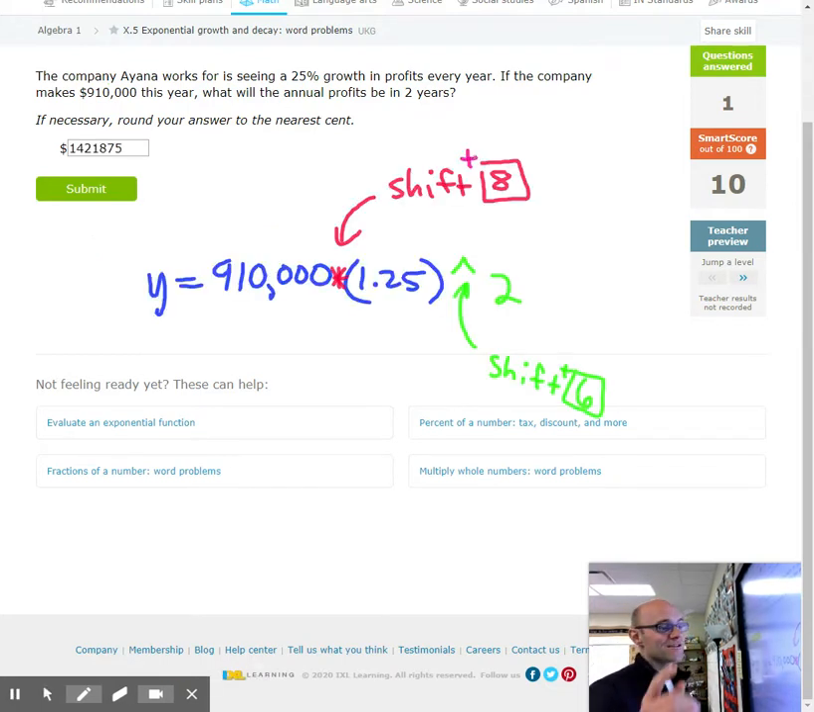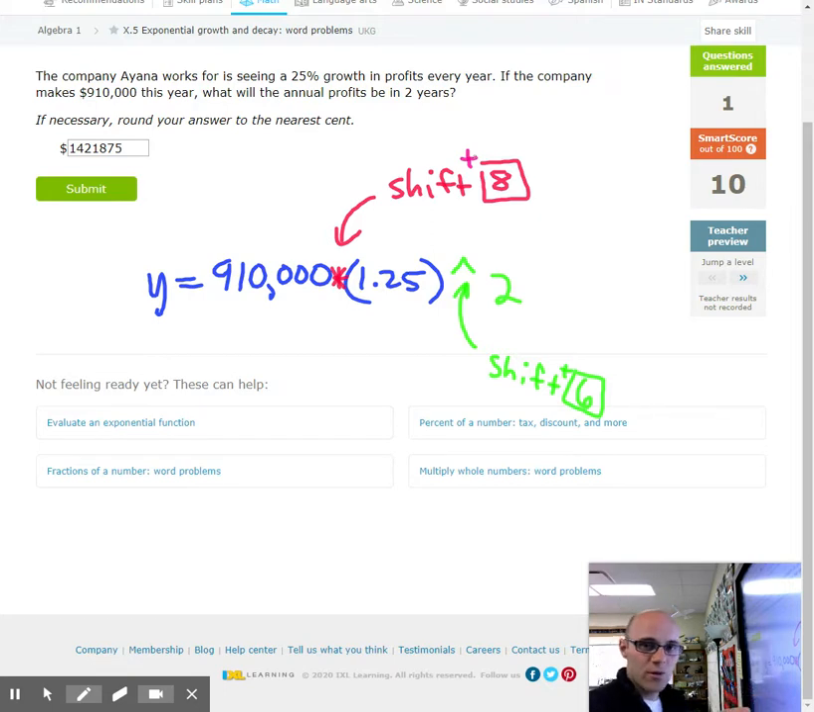Okay. As we type this in, one little note I want to tell you guys real quick. If I was typing this on Google, I would start here with the 910,000, and then I would use the multiplication symbol. If you're not sure where that's at, you press the shift button, and it's that little asterisk above the 8, so shift and then the 8 button.